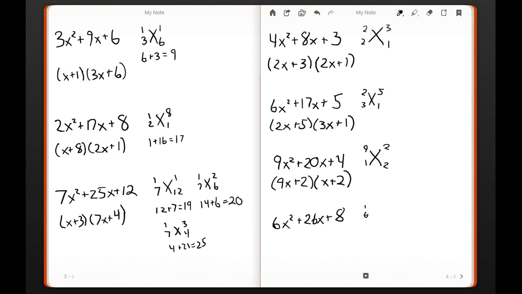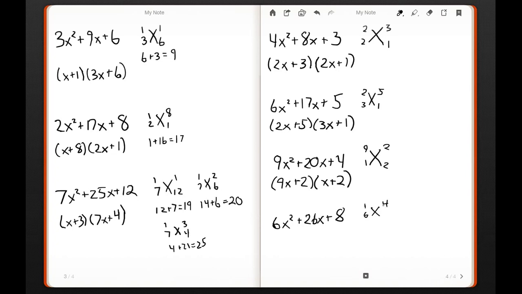If we were to use 1 and 6, in order to get up to 26, what number would we have to put across from the 6? It's one of the factors of 8. It's either 1, 2, 4, or 8. Well, if we put 4, that would get us to 24, which is pretty close to 26. So let's see if that works.